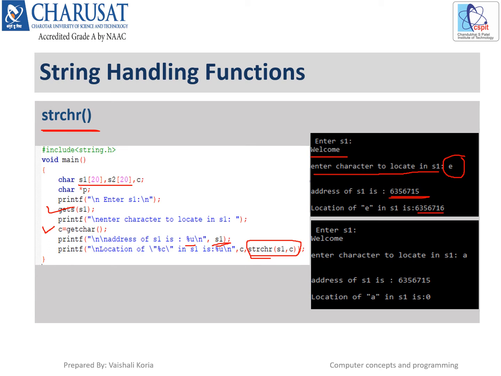That is 6356716, the address of E. So the location of this E in s1 is this. And again, if the character is not present, suppose the string is welcome and you want to search for A. A is not present in s1, so in that case it will return null.